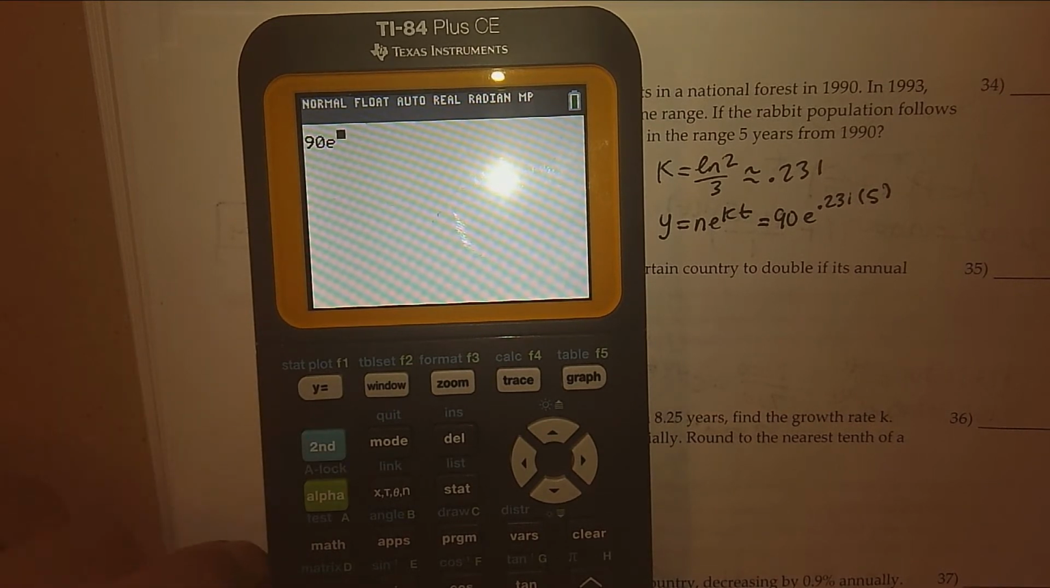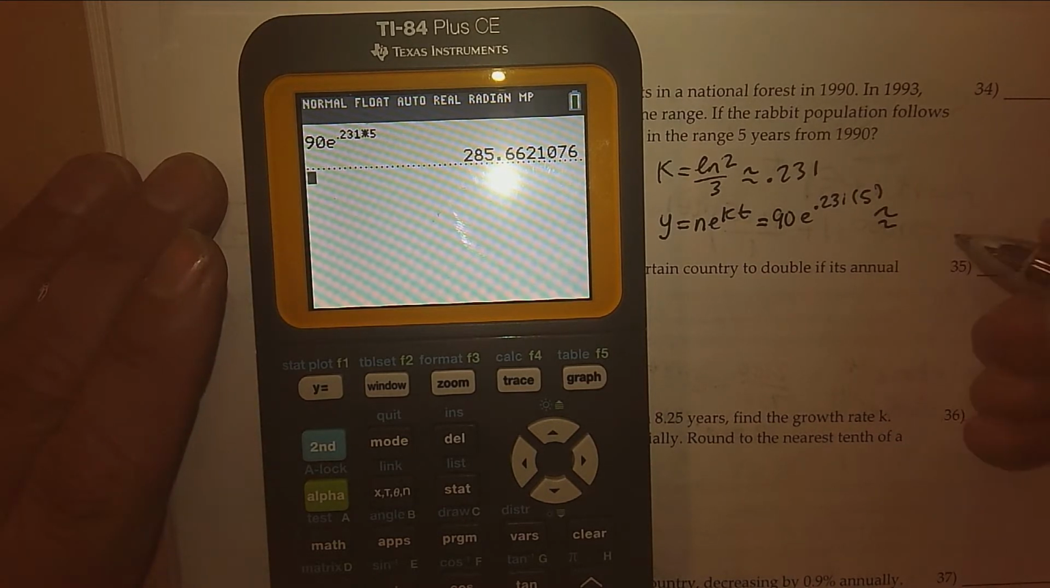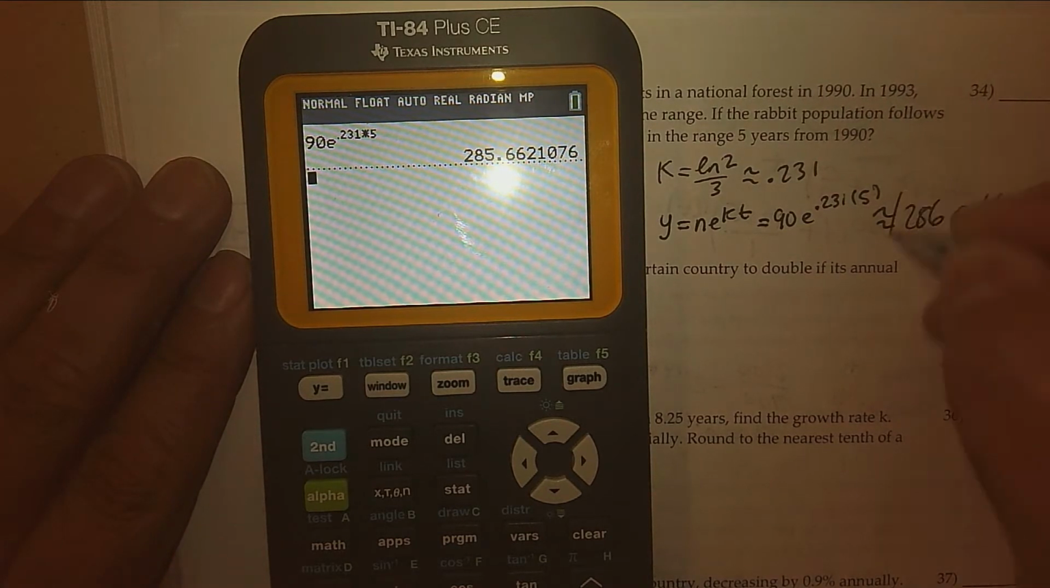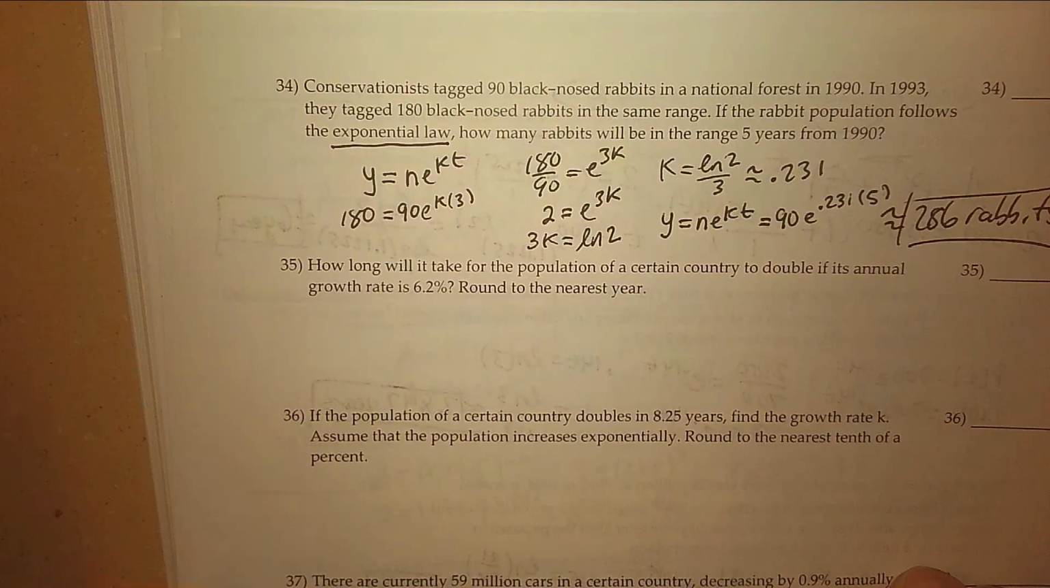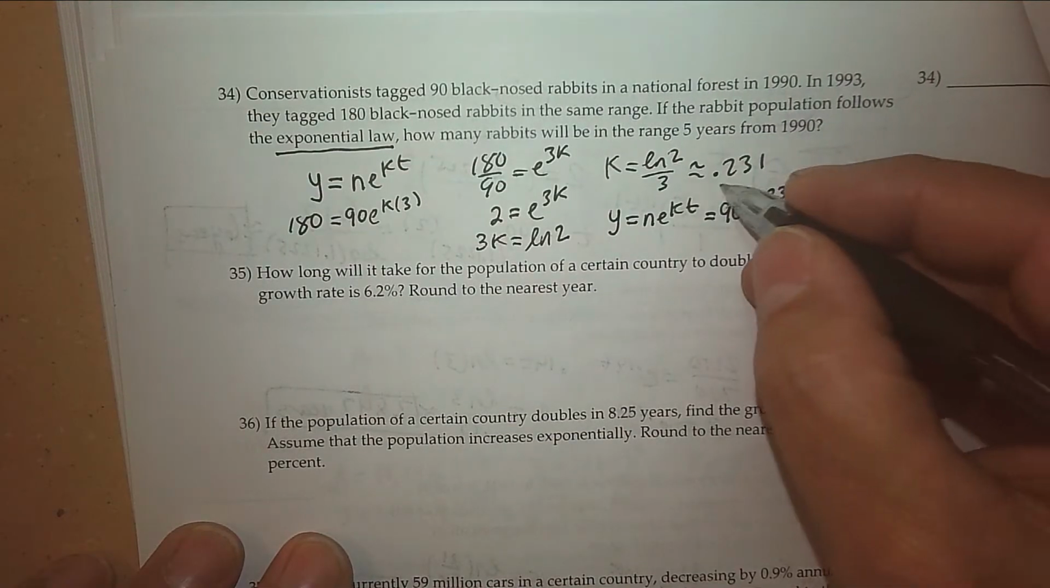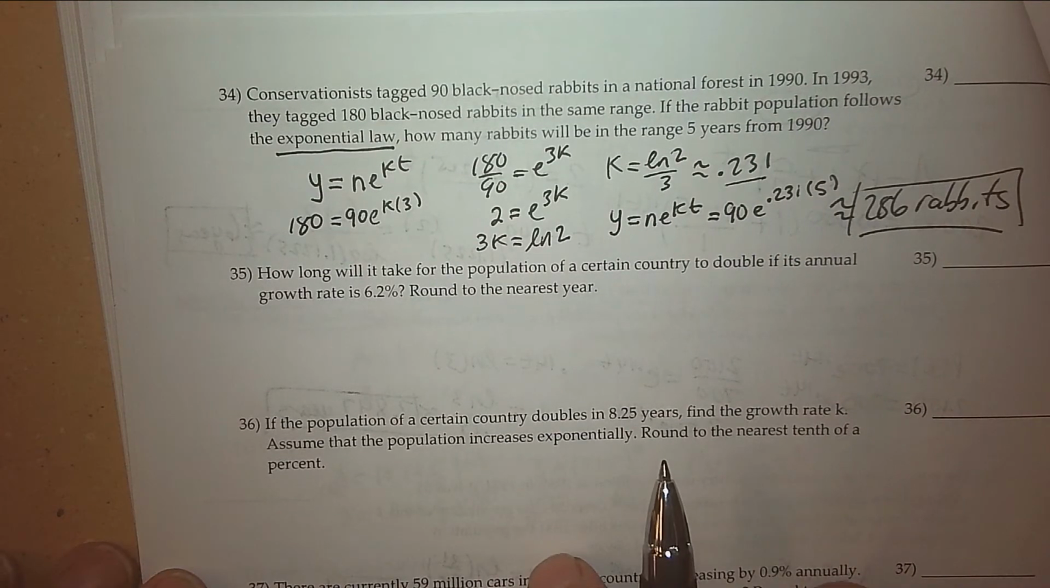So 90e to the exponent 0.231 times 5. Again, we're going to round to a whole number. So that's about 286 rabbits in 5 years. So they started at 90 and it grew to 286 using that growth rate of about 23%.